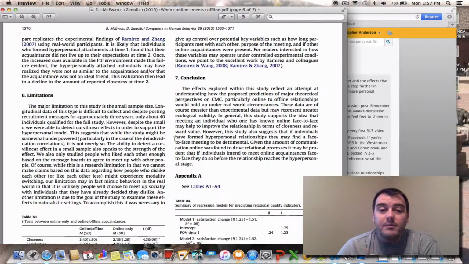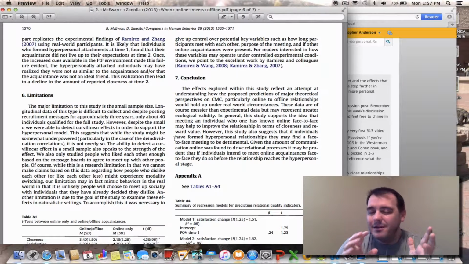"So given the amount of time communication online was found to drive relational processes, it may be prudent that if individuals intend to meet online acquaintances face to face, they do so before the relationship reaches the hyperpersonal stage." So what this means is, if you're working with people online, you're going to meet them in person. You should get to know them because you're going to have a stronger social relationship with them. And that doesn't sound as thesisy as we'd want.